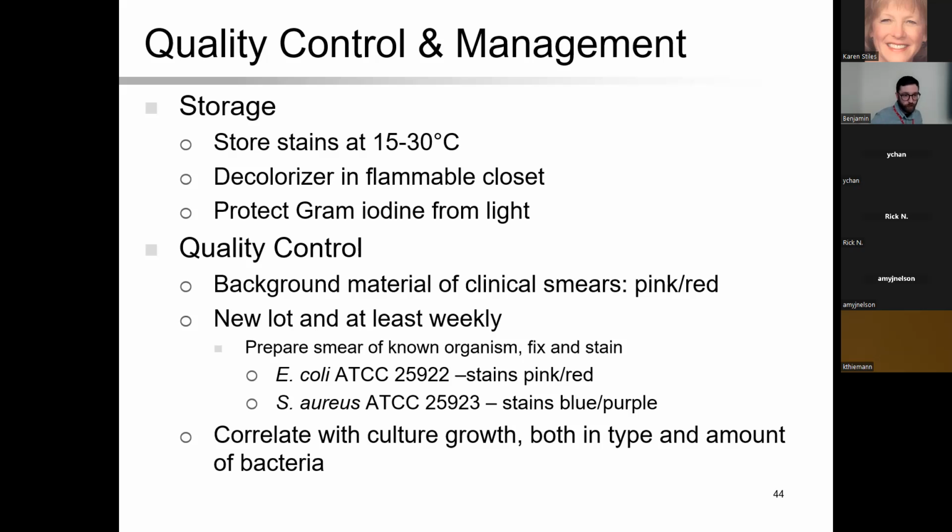So a lot of labs will use E. coli and Staph aureus to QC that gram-positive and gram-negative stains. And then always correlating with your growth and your culture. If you see something on the slide that's not growing in the culture, or you see something in the culture that wasn't on the gram stain, you're going to start asking questions, maybe re-smear the specimen.